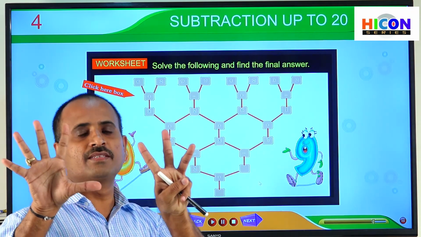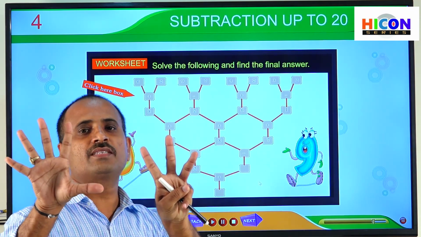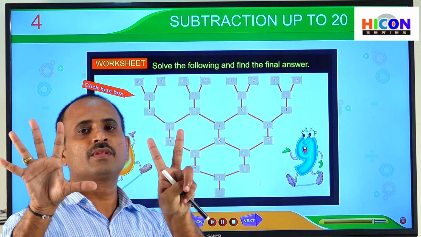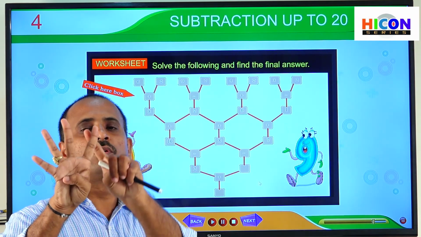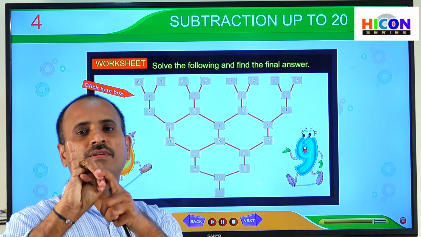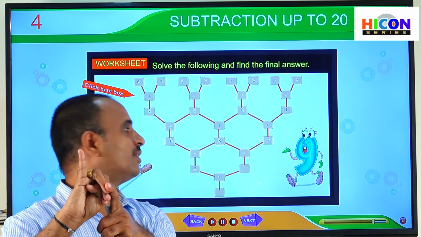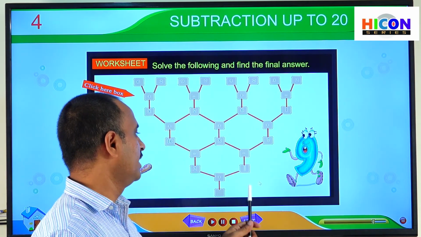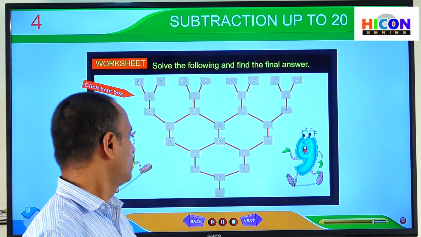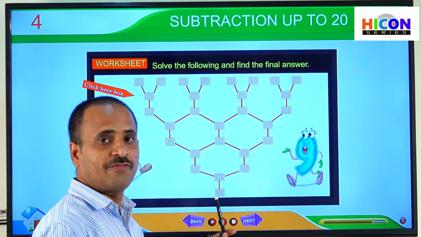And the second number is 7. So close 7 fingers among these 8 fingers. 1, 2, 3, 4, 5, 6, 7. So children, how many fingers are left? So 1 finger is left here. So write 1 in this box. So children, we have reached the final one.